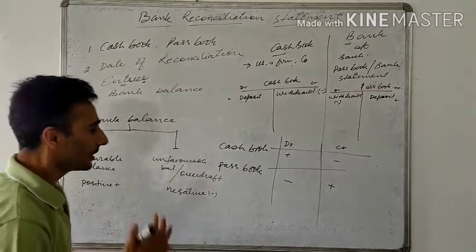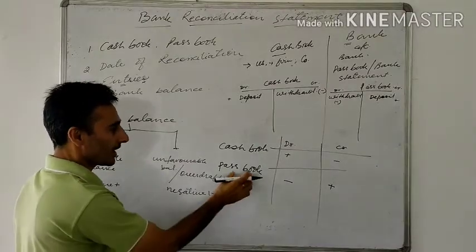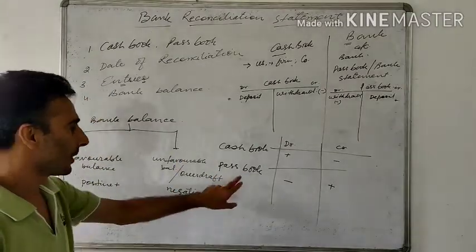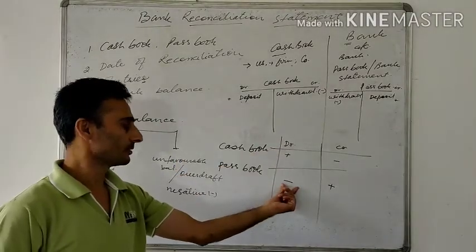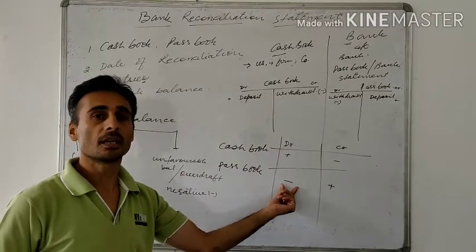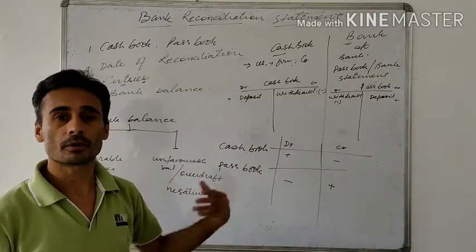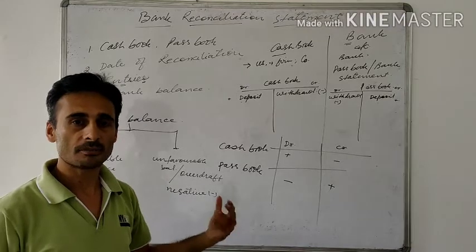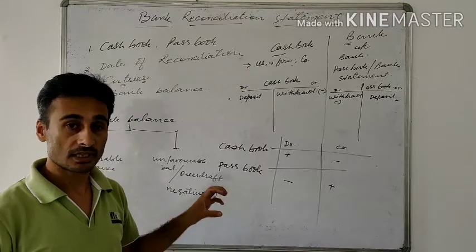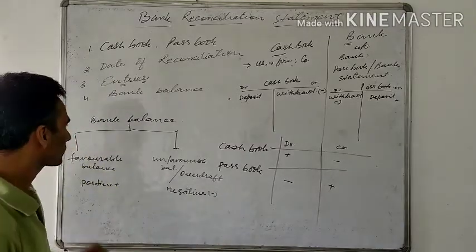So in the exams, in the questions, you may have a passbook debit balance. Passbook debit balance means it's a negative or positive balance? Negative balance. That means bank overdraft. It is the overdraft balance. So these concepts are very important, okay?